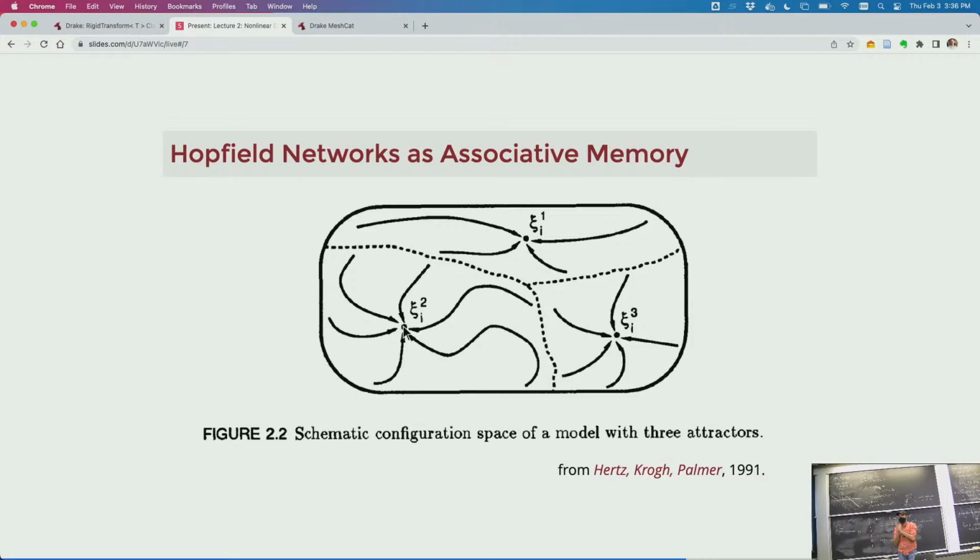Yes? This might be a dumb question, but I like the fixed points that hold or retain the information. Like, where is the actual remembering happening? No, that's a great question. So this is why there's this distinction between short-term and long-term memory.